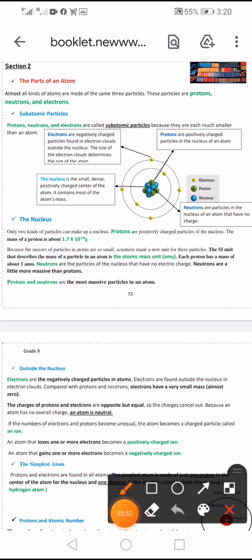Protons and neutrons are the most massive particles in an atom. The most massive part of the atom is the nucleus. The nucleus contains most of the atom's mass.